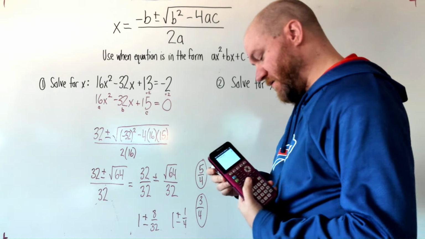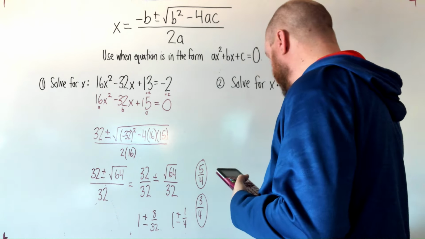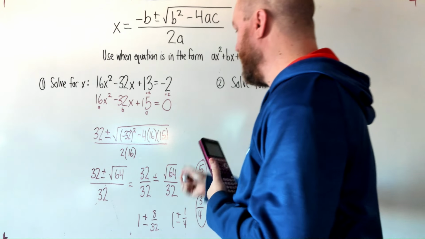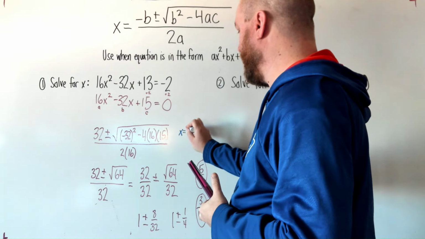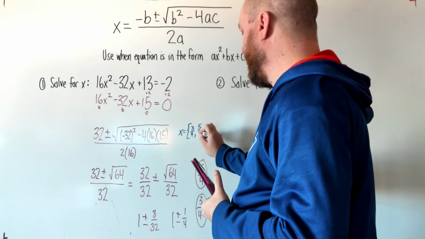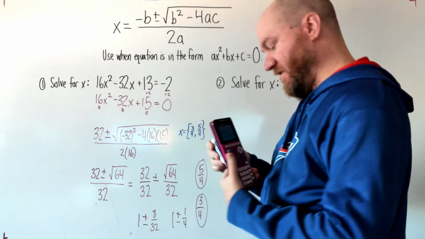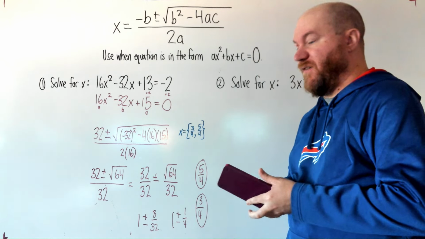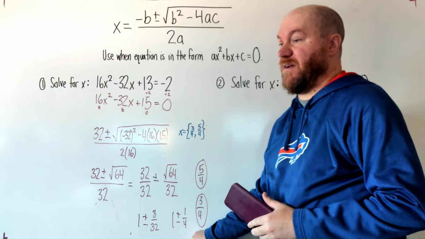And you might see people write the answer in a little different format. I'll write that here. You might see people write it like this. X equals, and then little squiggly brackets, and then listing all the answers, all the values of x separated by a comma.